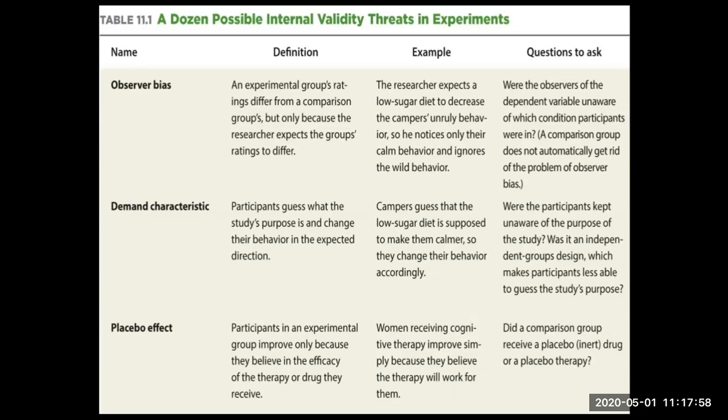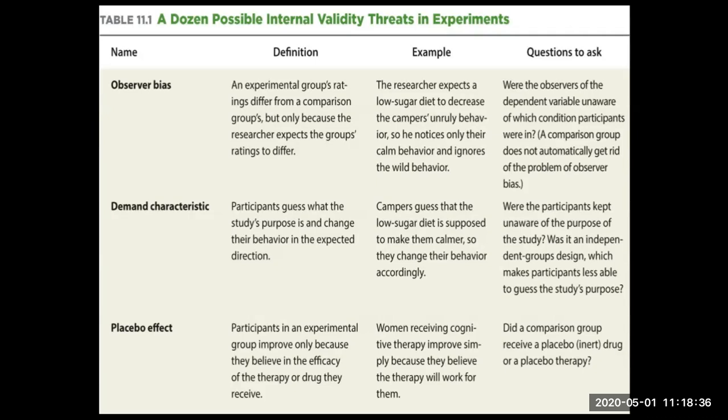In observer bias, an experimental group's ratings differ from comparison groups, but only because the researcher expects the group's ratings to differ. So the example here, for the campers and the rambunctious behavior, is that the researcher expects a low sugar diet to decrease their unruly behavior. So he really notices their calm behavior and kind of ignores any other wild behavior. This could be an instrumentation problem because the person who's rating them maybe isn't fully engaged or is biased in his or her measurements. So that could be observer bias.